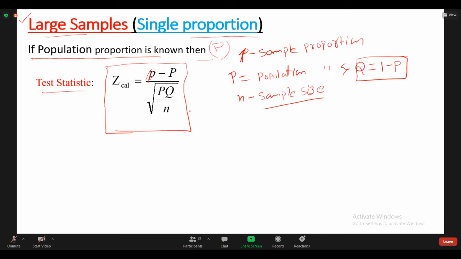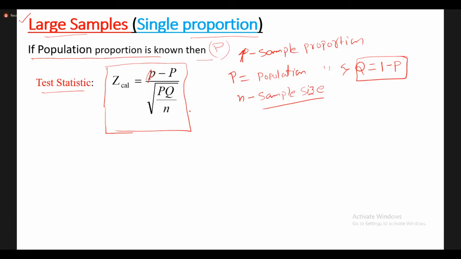Only the fourth step will change depending on the data. The entire procedure is the same, five steps. Only the calculation part will be different, depending on the data. For proportions, the Z calculated formula is small p minus capital P divided by the square root of capital P into capital Q by n. The remaining is the same.